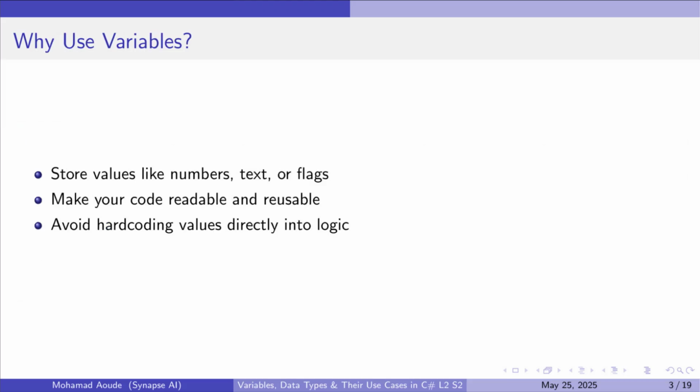We rely on variables for three main reasons. First, they let us store dynamic values, numbers, text, or true-false flags instead of hard-coding constants everywhere. Second, they improve readability. A well-named variable like username is far clearer than a stray string literal. Third, using variables means you only update one place if you ever need to change a value, saving time and avoiding mistakes.